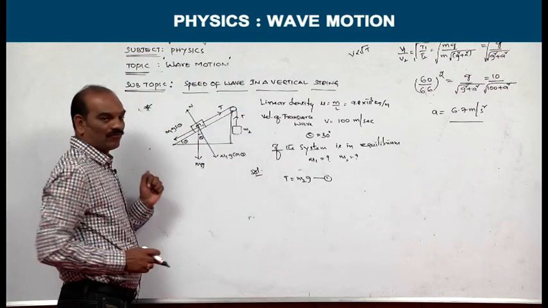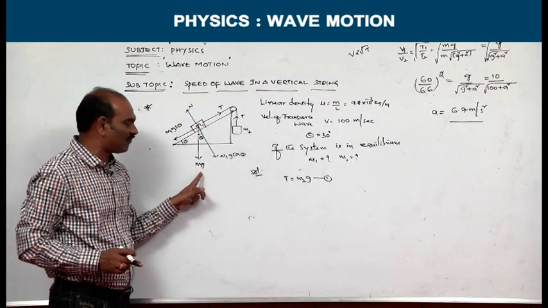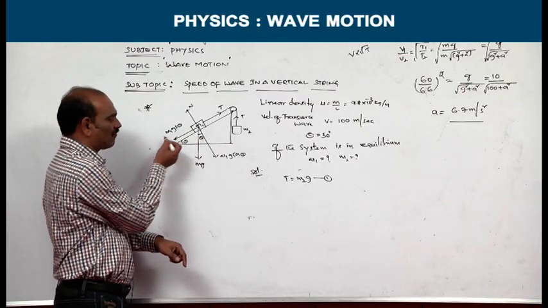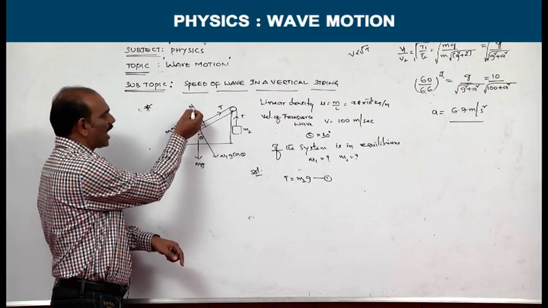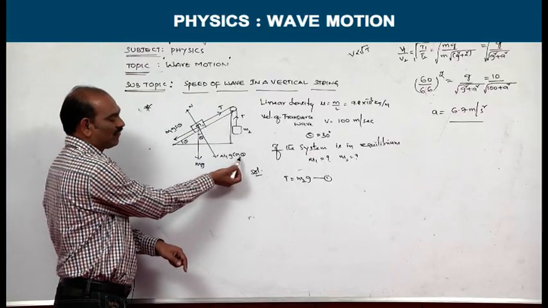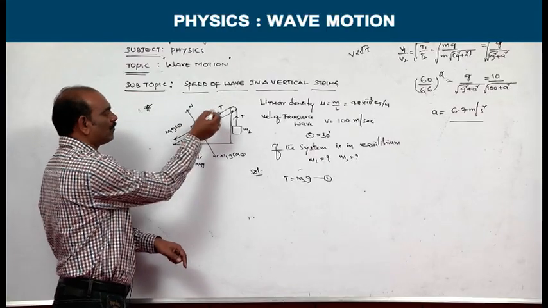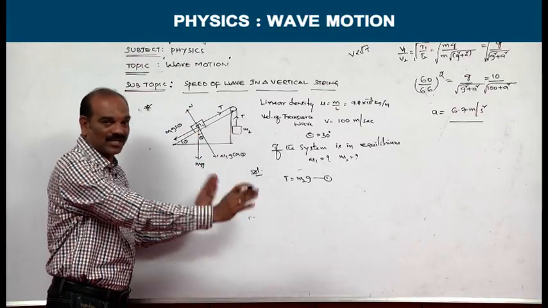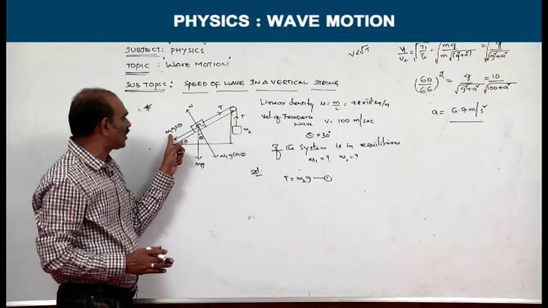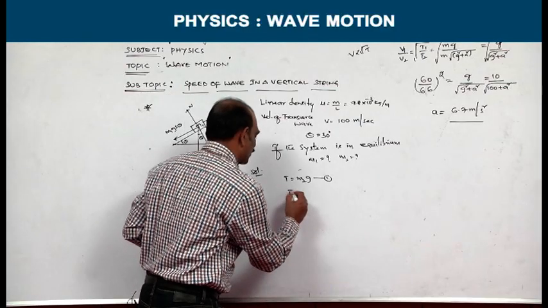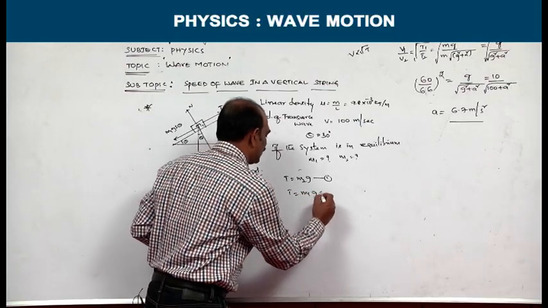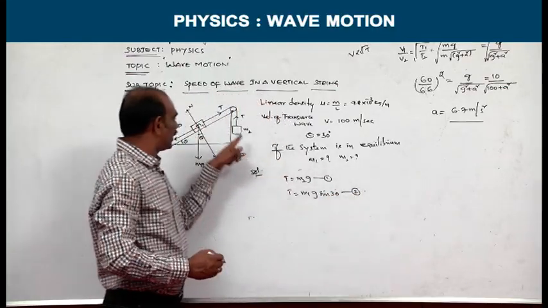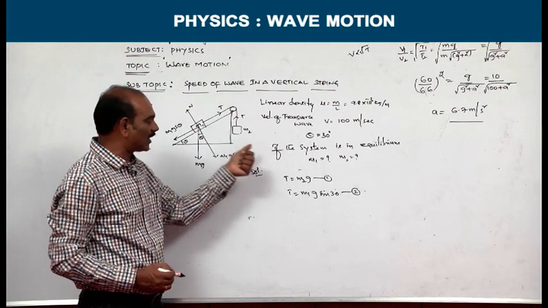For the block of m1, the weight m1g acts downward, and the components of weight are m1g cos and m1g sin. Here the normal force N is balanced by m1g cos, and m1g sin is balanced by tension. Because the system is in equilibrium, this T must be equivalent to m1g sin 30 degrees. This is equation 2. In the string there is only one tension, so it is the same.